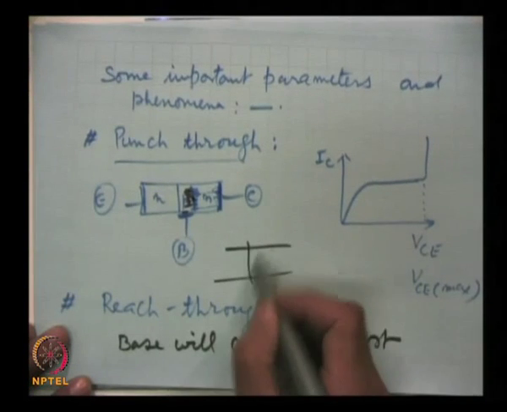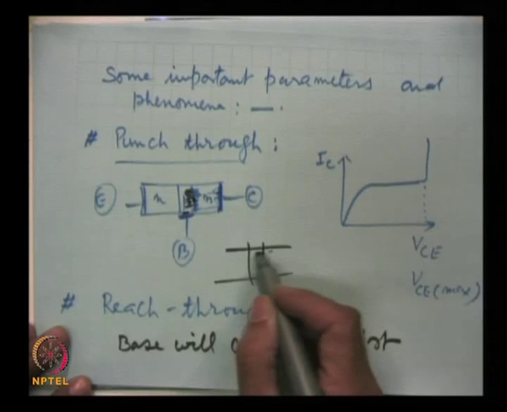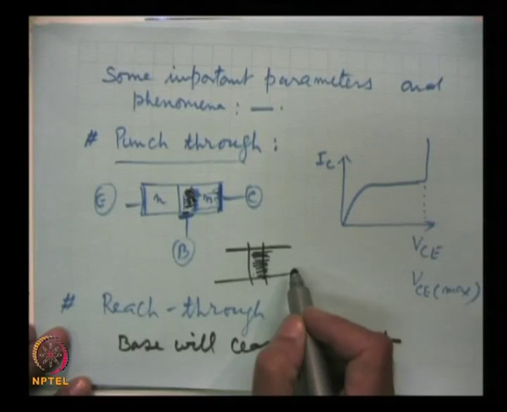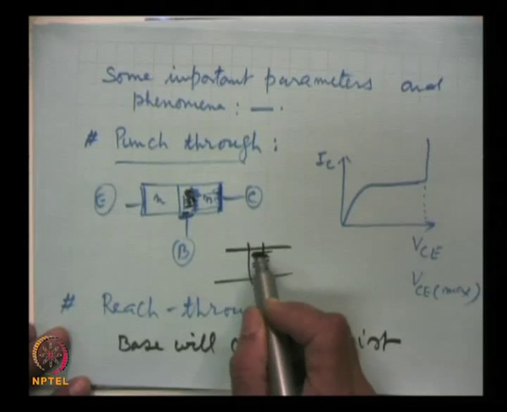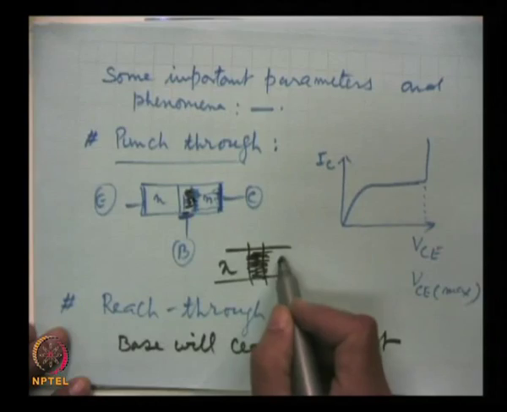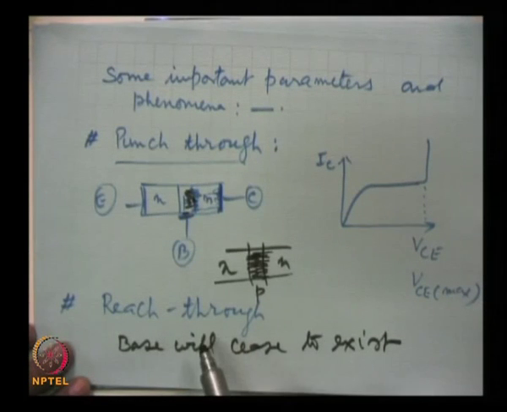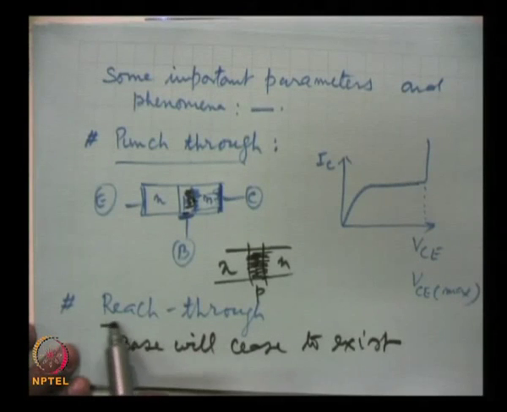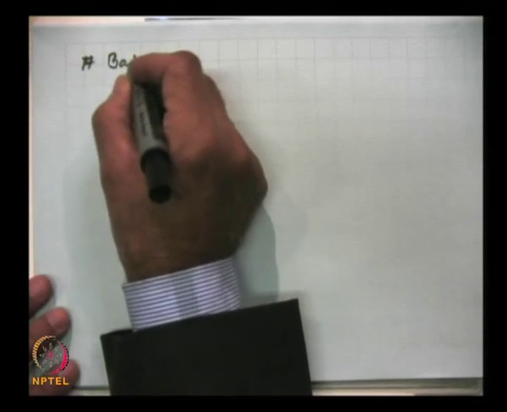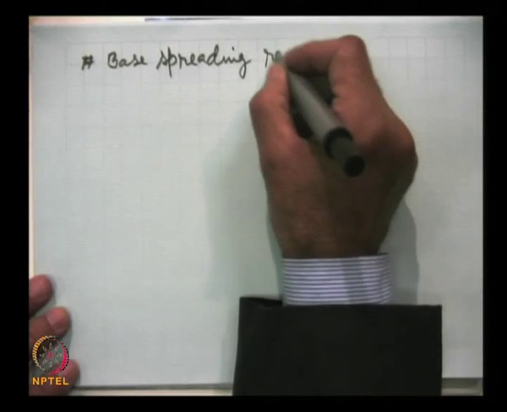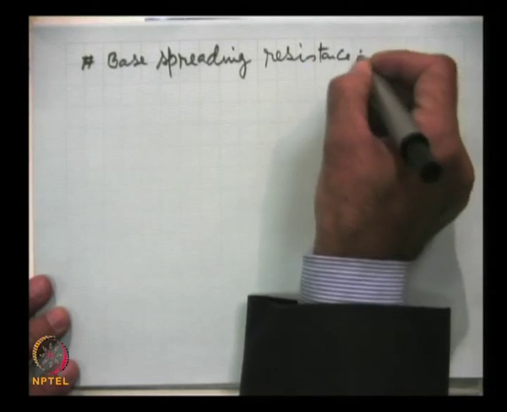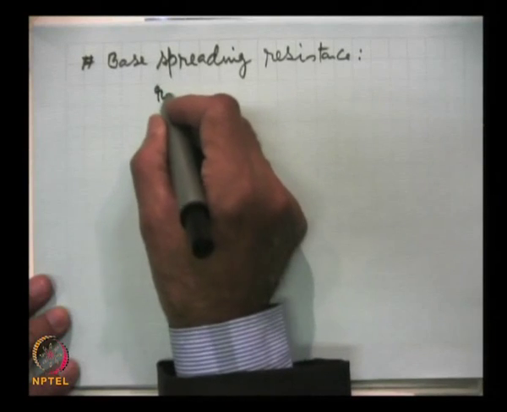You followed here. This is the base, and because this is lightly doped, more spread of the depletion region will be in the base region, and this situation may come when the depletion region almost touches the emitter. When this happens, the transistor again stops working, and this is known as the reach through process. Third in this category is base spreading resistance, and it is written as R B.